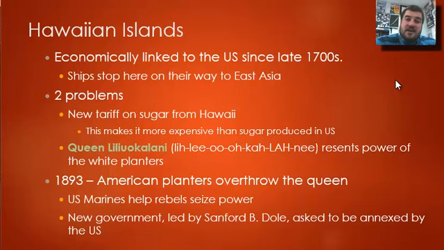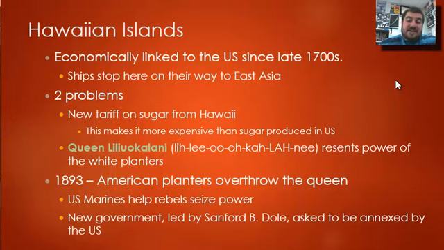And so they have power in Hawaii, a little bit more than the queen would like, and her name is Queen Liliuokalani, and she resents the power of these white planters. So in 1893, after a struggle, the American planters overthrow the queen, and the U.S. Marines actually helped the rebels seize power, and a new government is developed in Hawaii, led by Sanford B. Dole. If Dole sounds familiar, it's because his brother comes to Hawaii after this and begins or expands the Dole Fruit Company, which has had power and influence in Hawaii for a long time.